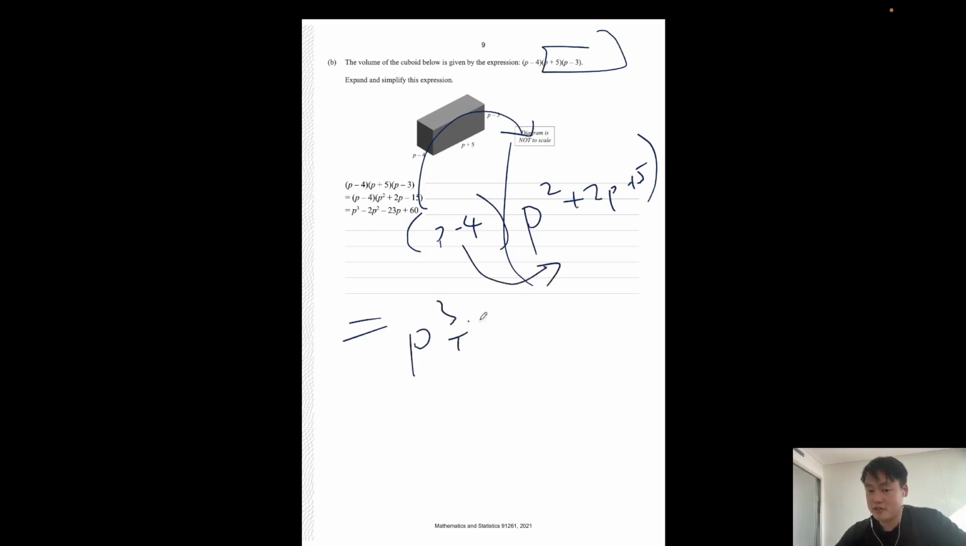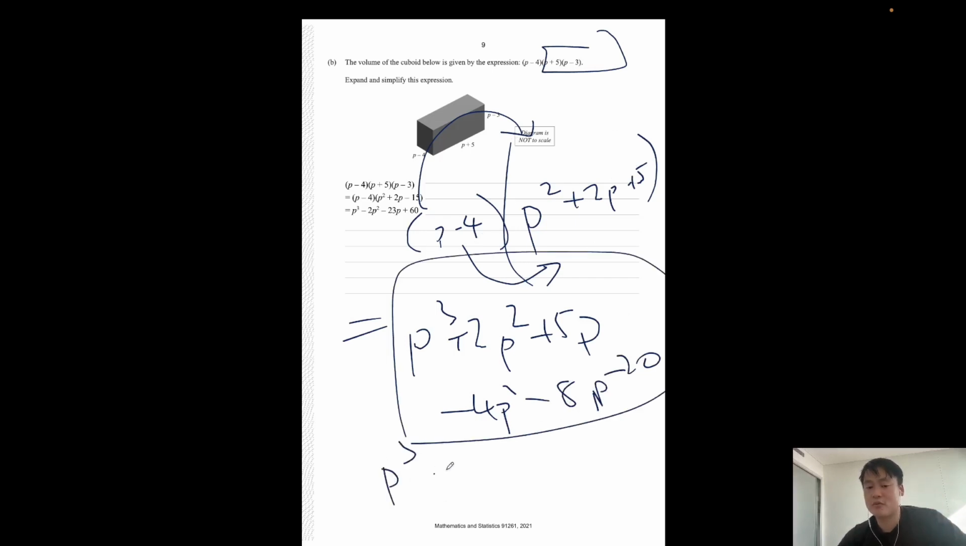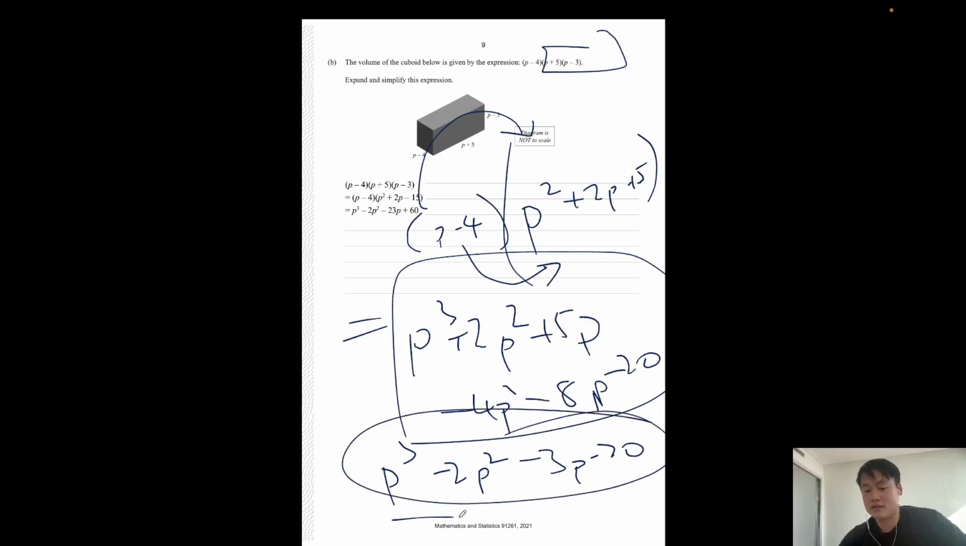P to the power of 3 plus 2P squared plus 5P. You know how this goes. Minus 4 times this, minus 4P squared. Minus 4 times this, minus 8P. Minus 4 times this, minus 20. You see how that's going, right? All of this, P cubed minus 2P squared minus 3P minus 20, just like that. Dot, dot, dot.